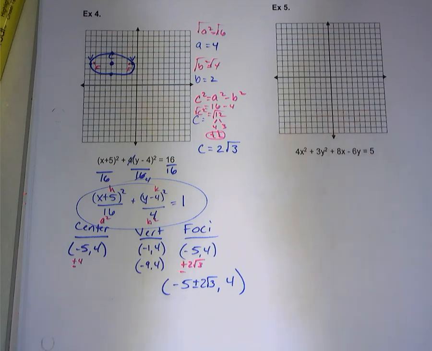Look at this. I got 4x squared plus 3y squared plus 8x minus 6y equals 5. OMG. Brian, we're going to do some factoring. Not yet, though. We got to do a little extra work before we do that. But we are going to factor.